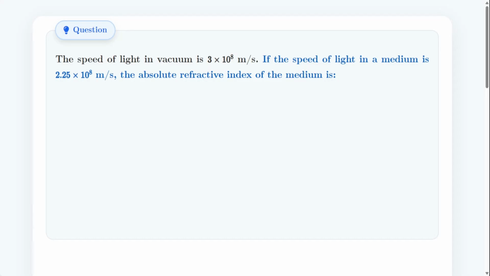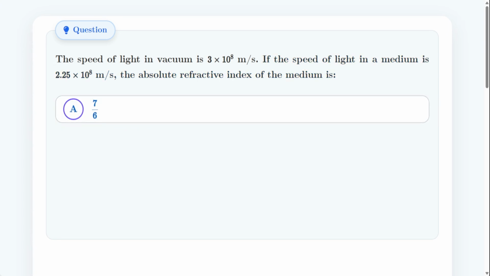Let's solve a question based on optics. Ready? The speed of light in vacuum is 3 into 10 to the power 8 meters per second. If the speed of light in a medium is 2.25 into 10 to the power 8 meters per second, what is the absolute refractive index of the medium?